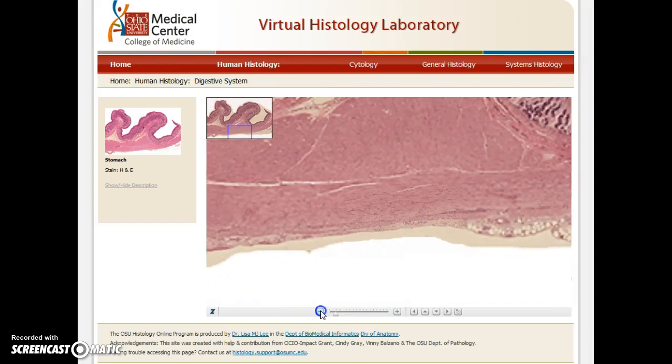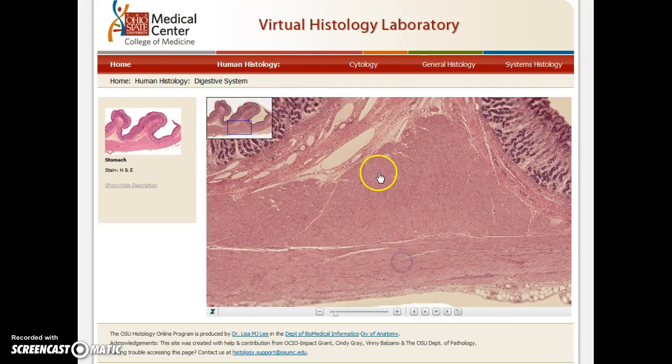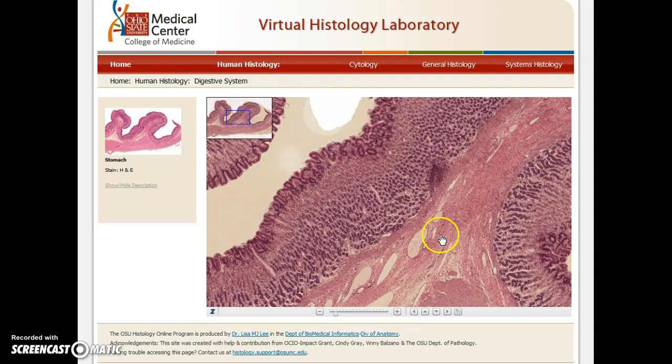So as I zoom back out, from the outside, I have serosa, muscularis externa, submucosa, mucosa.